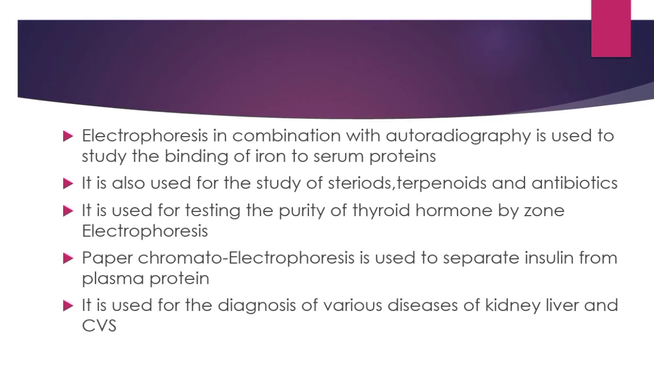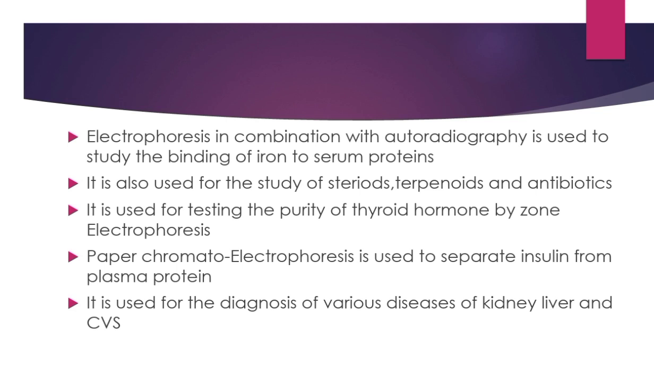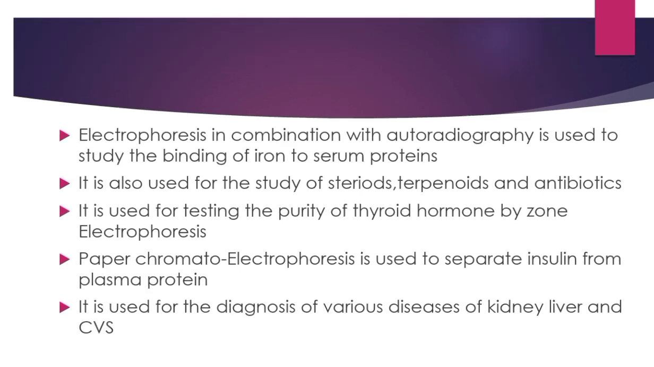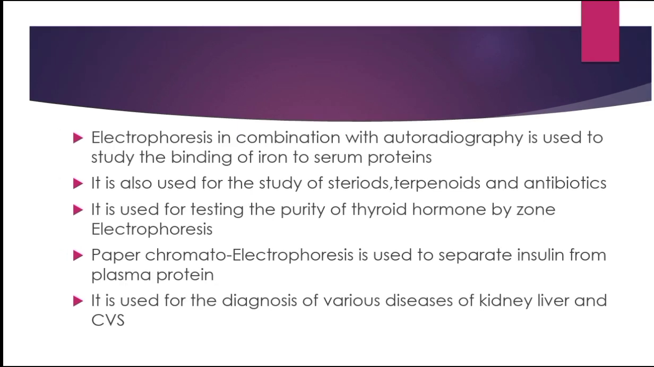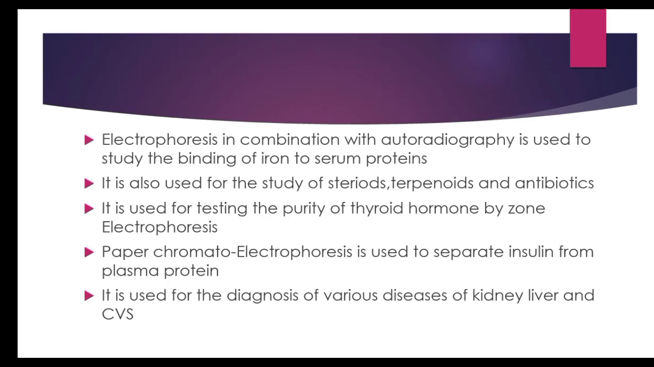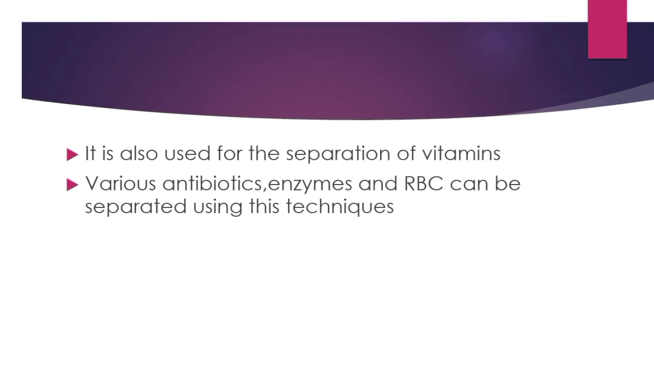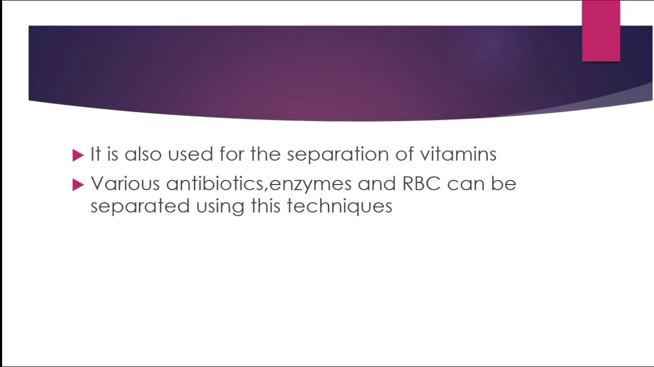Electrophoresis in combination with autoradiography is used to study the binding of iron to serum proteins. It is also used for the study of steroids, terpenoids, and antibiotics. It is used for testing the purity of thyroid hormones by zone electrophoresis. Paper chromatoelectrophoresis is used to separate insulin from plasma protein. It is used for the diagnosis of various diseases of kidney, liver, and CVS. It is used for the separation of vitamins. Various antibiotics, enzymes, and RBC can be separated using this technique.